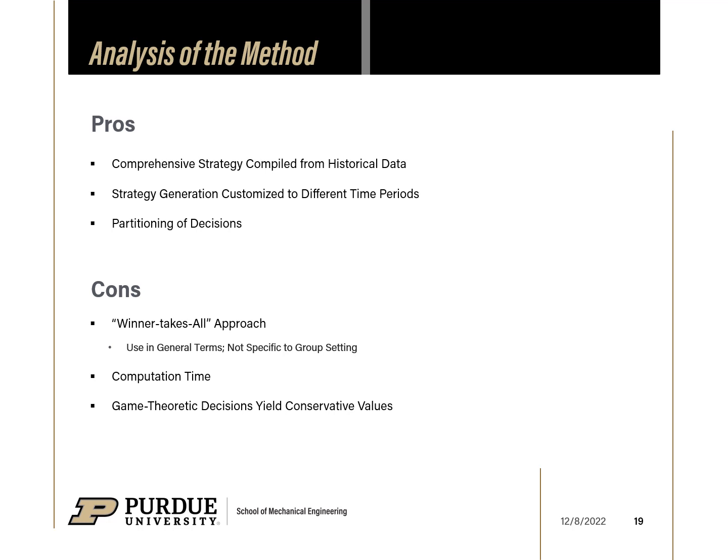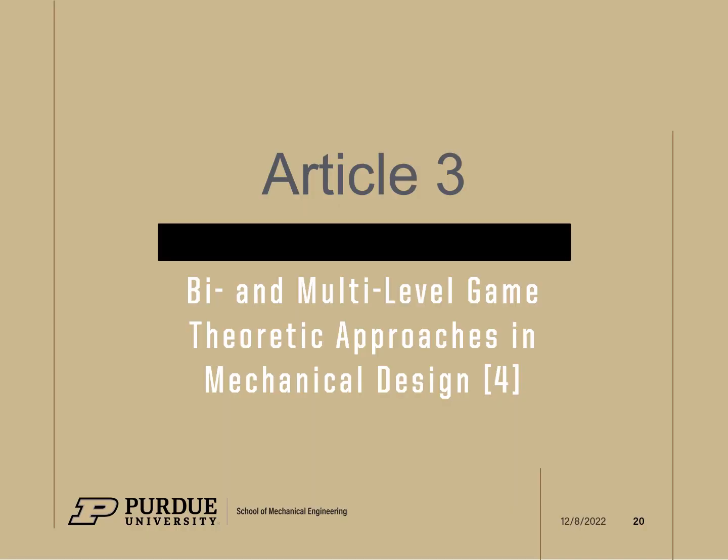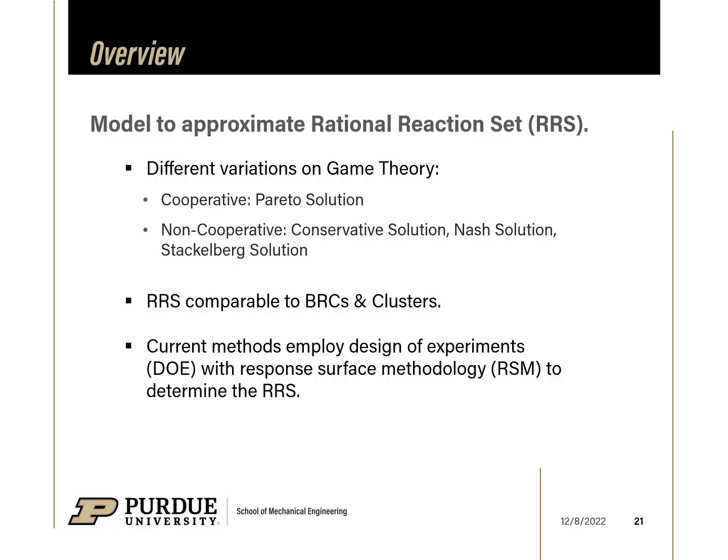The third article that was analyzed was bi and multi-level game theoretic approaches in mechanical design. Within the article, the main concept that was discussed was the different variations on game theory. For cooperative games, you have Pareto solutions. For non-cooperative, you had conservative solution, Nash solution, and Stackelberg solution.